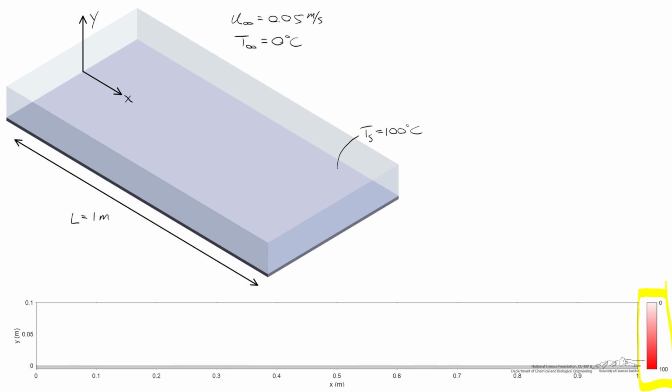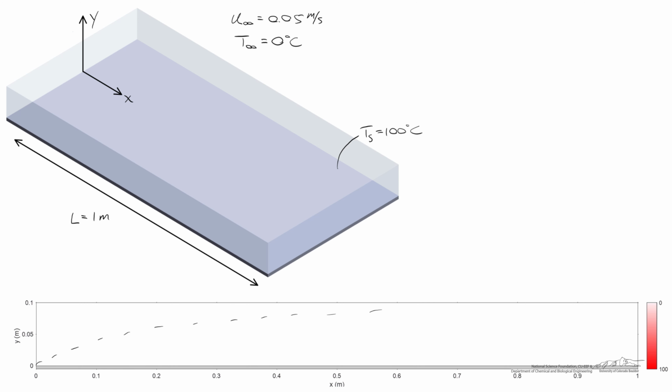And when we show these simulations, we'll have a color scale on the right that goes from the surface temperature of 100 degrees C down to T infinity, 0 degrees C. Some of the other trends that we're going to see is the momentum boundary layer, and I'm going to use a dashed line for the momentum boundary layer.